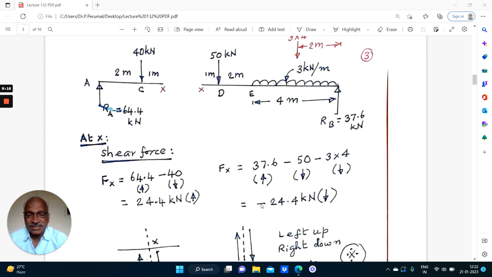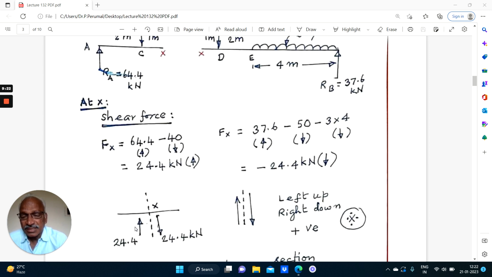We know, as far as the sign convention is concerned, left up, right down is positive. So here it is left up, so it is positive. Here, the net force is minus, downwards. To the right of the section, the shear force is positive only. Here also it is positive only. Sign is negative. Left up, right down is positive. When we plot the shear force diagram, at the section X, the shear force will be positive. Left up is positive, right down is positive.